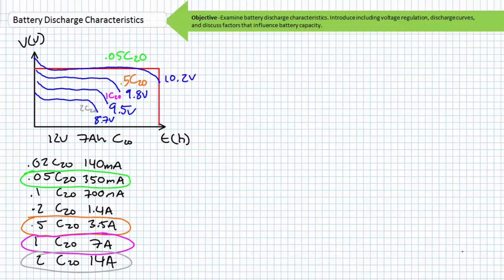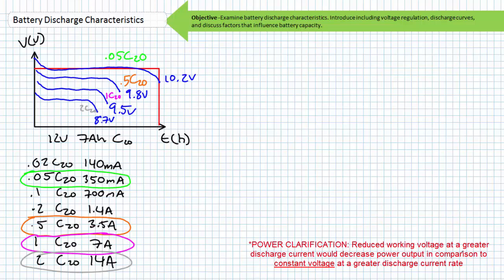At the 2 C20 discharge rate, or 14 amps, we would again expect the working voltage to be less because of the increased voltage drop across the internal resistance. Additionally, the manufacturer may recommend a different cutoff voltage of 8.7 volts at the 2 C20 discharge rate. The decreased working voltage would proportionally decrease our power curve, and the different cutoff voltage changes the playing field yet again.